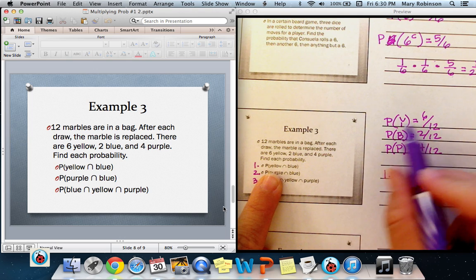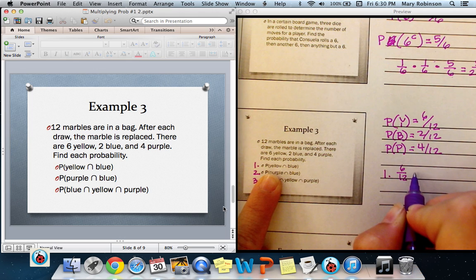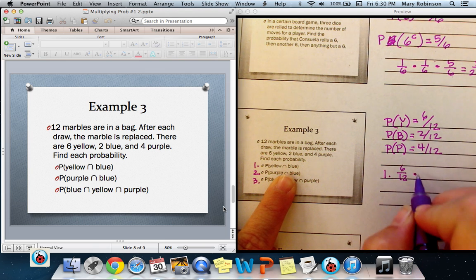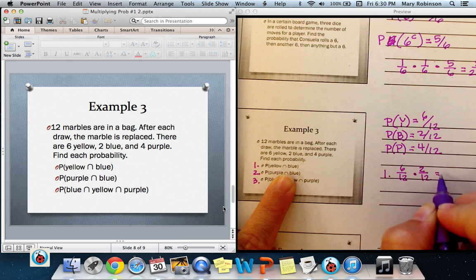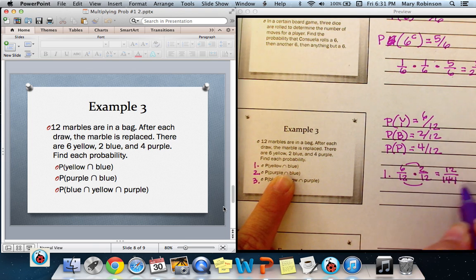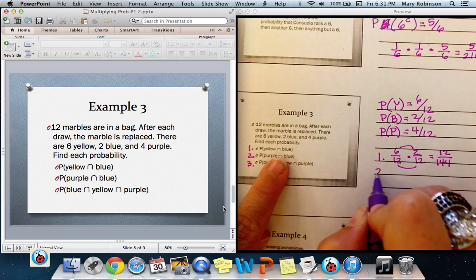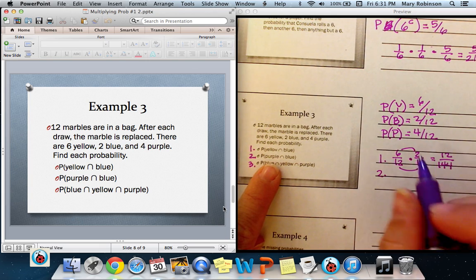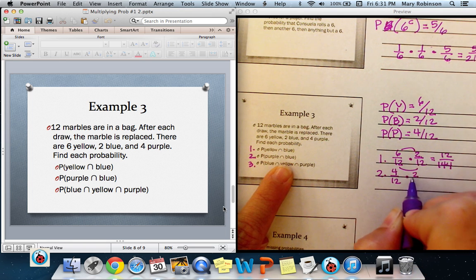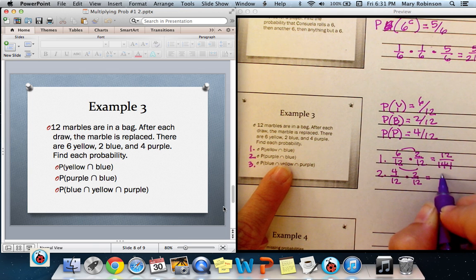So the probability of a yellow was 6 out of 12. The probability of a blue was 2 out of 12. Remember that when multiplying fractions, again, we multiply the numerators. So 6 times 2 is 12. 12 times 12 is 144. And that would be our answer. For number 2, the probability of a purple is 4 out of 12. The probability of blue, 2 out of 12. Multiply that, 8 out of 144.